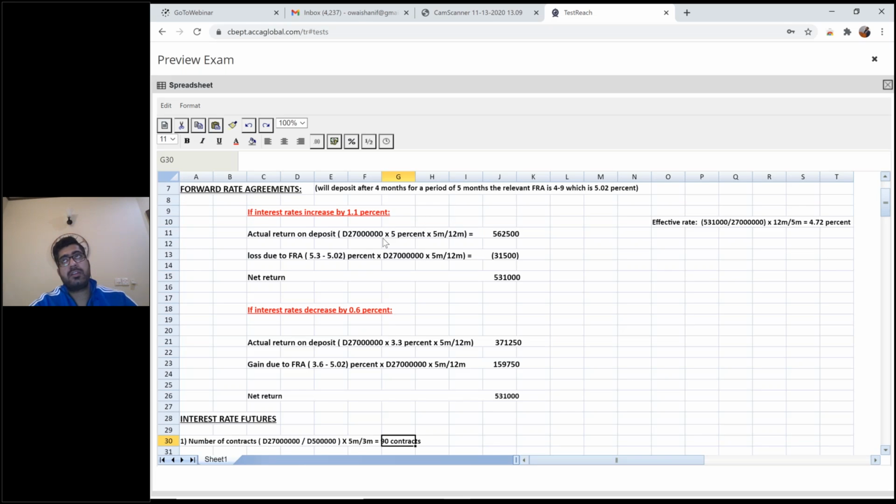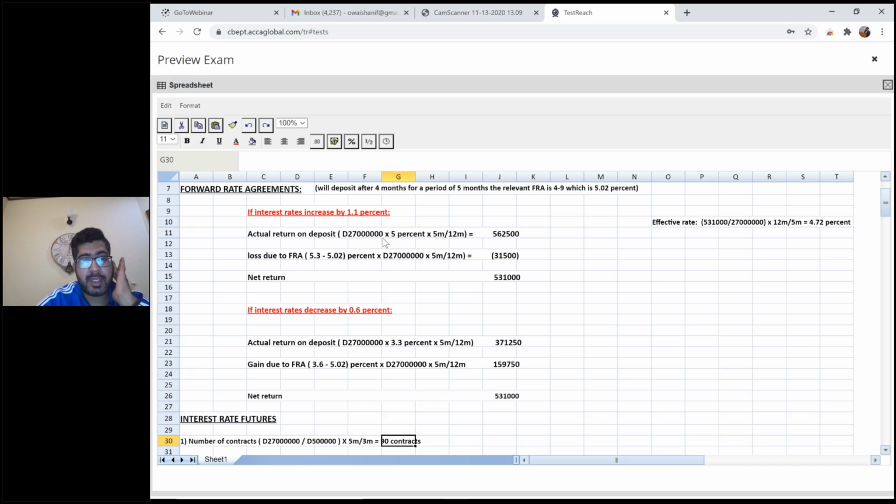As far as FRA is concerned, the company's today's date is 1st October, and it plans to deposit on 31st Jan. 4 months, for 5 months, the relevant FRA is 4-9 at 5.02%. Now you need to solve workings for FRA in both cases, increase and decrease. So increase by 1.1: the format is actual return on deposit, amount into rate of interest, which becomes 5.3 less 30 basis points 5, into time period 5 over 12, 560 to 500. Loss or gain due to FRA is the difference between the market rate 5.3 and the locked rate, into contract amount into time period over 12, 31 500. Since the rates increased by 1.1 and became 5.3 but you locked at 5.02, it is a loss due to FRA. Loss decreases return, deducted 531.